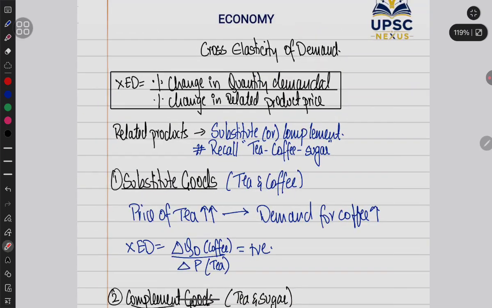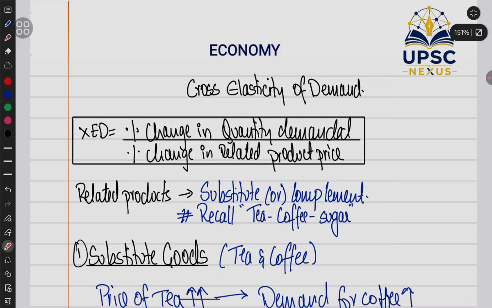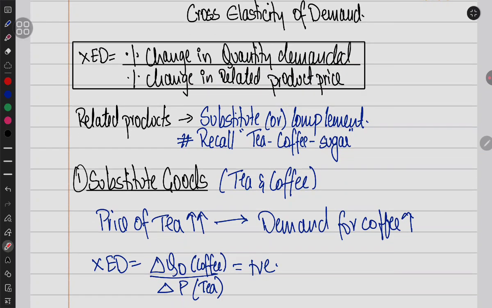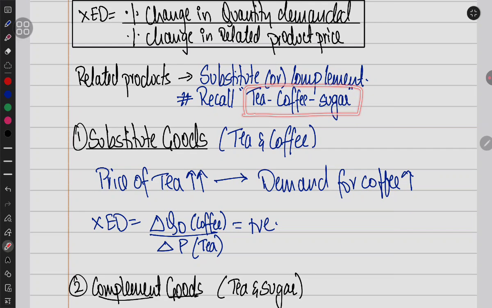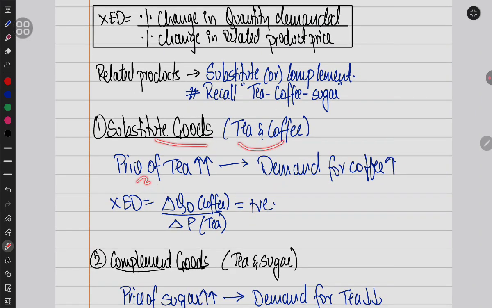Now we will discuss cross elasticity of demand. Cross means different, meaning an unrelated kind of thing. Okay, it is the change in quantity demanded due to the change in a related product's price. Suppose we have tea, coffee, sugar. First we will consider substitute goods like tea and coffee. If there is an increase in the price of tea, we will start consuming less tea and we will start consuming more coffee. Therefore when the price of tea increases, demand for coffee also increases. Therefore cross elasticity of demand is positive for substitute goods.